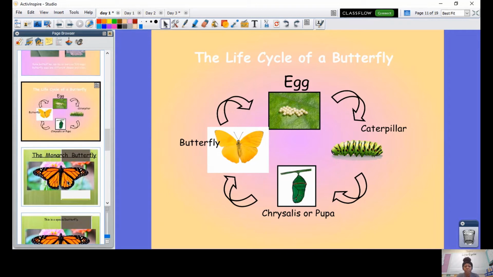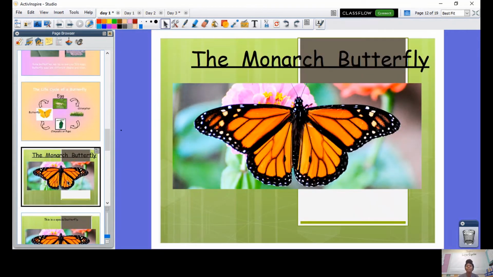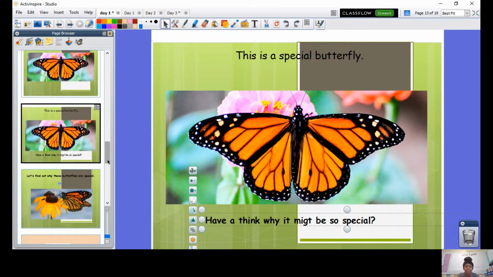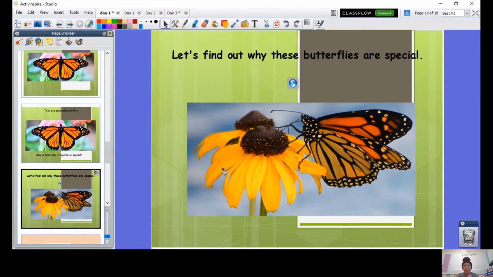So we are going to look at one butterfly in particular right now, and that is called the monarch butterfly. And this butterfly is really special. So I want you to have a think as to why it might be special. So pause the video and have a think why you think it is special. Okay, so I hope you have lots of ideas as to why you might think it's special, but we are going to watch a video that is going to explain to us why the monarch butterflies are special.